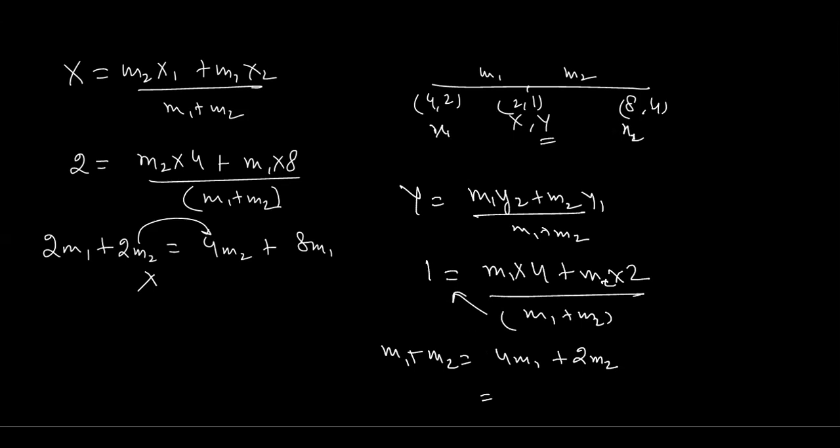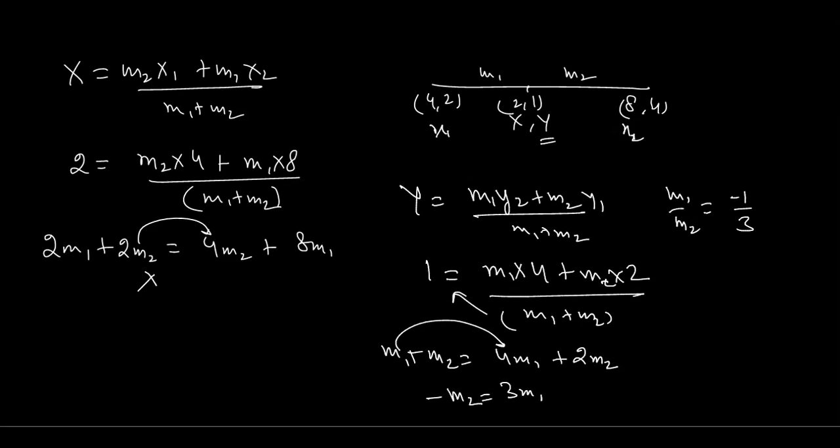Okay, so let's check first. Let's try this one. So here we have 3. This will go to that side, it will become 3m1. And when this comes to that side, this will become minus of m2. So the required ratio m1 upon m2 will be equivalent to how much? 3 upon minus 1. So 3 upon minus 1 is the ratio of m1 and m2.